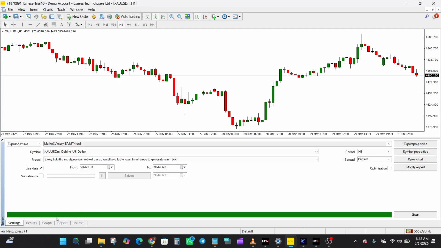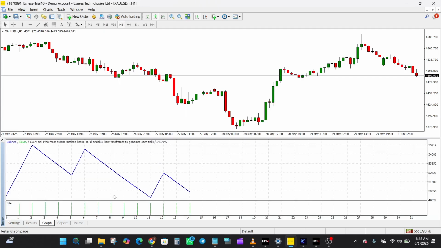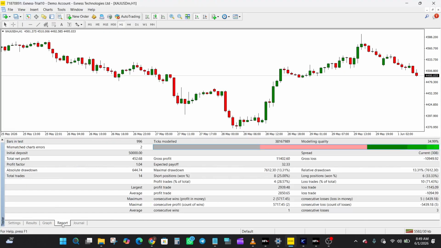Now we can see from the graph, the EA seems to have a sort of roller coaster performance, rising and falling and rising and falling and rising and falling and all of that, right? But let's just go to the report.